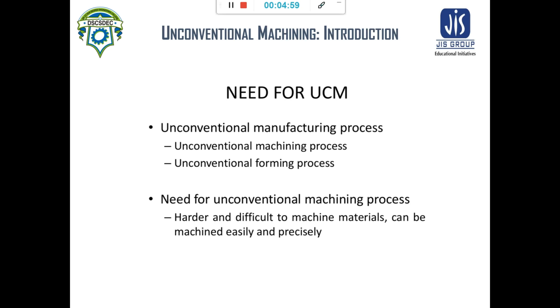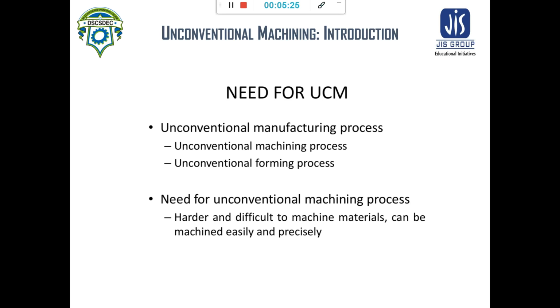Say if we have to machine the hardest material, boron carbide or diamond, what will occur? Any such hard material, or for example austenitic steel, these materials are hard to machine materials. Those hard to machine materials can be machined very easily using this unconventional machining process.